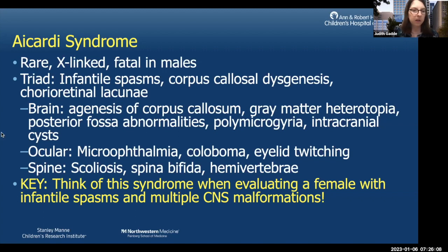And then in regards to their eyes, to their globes, they can have microphthalmia, meaning a small globe. They can have colobomas, which I've seen most often. And then in the spine, they can also have scoliosis. They say spina bifida, which we know is not a very descriptive term, and hemivertebra, so segmentation anomalies. So my key for you for this is think about this syndrome if you are evaluating a female who's presenting with infantile spasms and they have multiple CNS malformations.